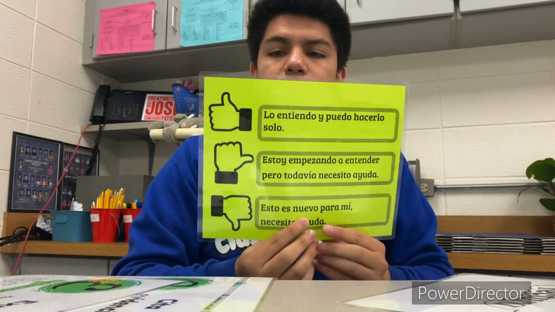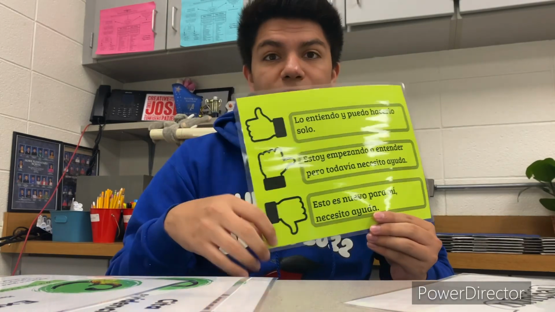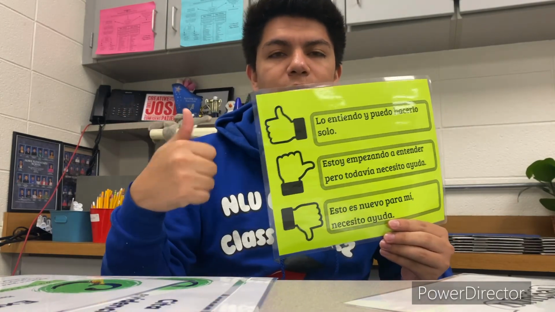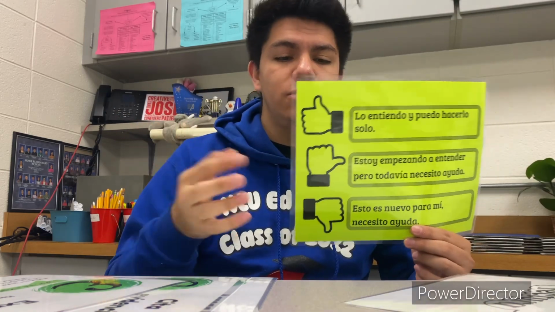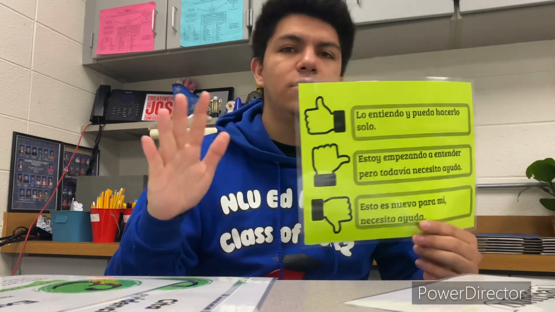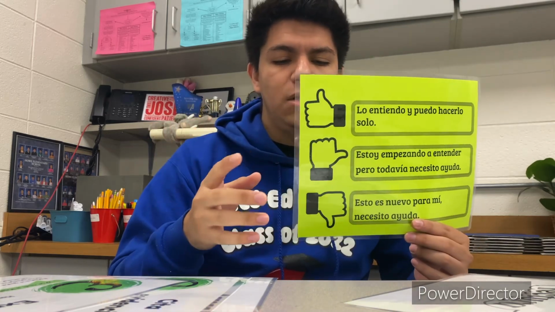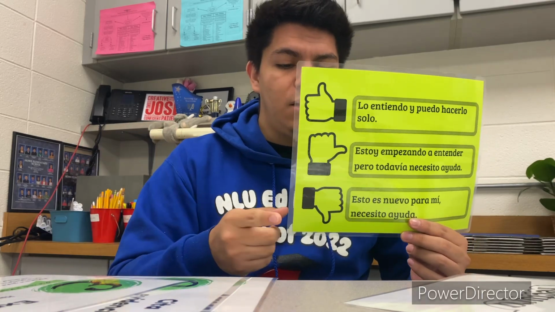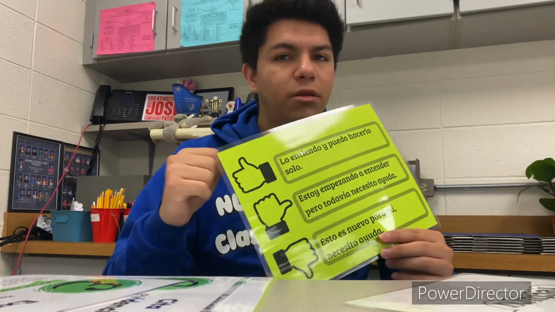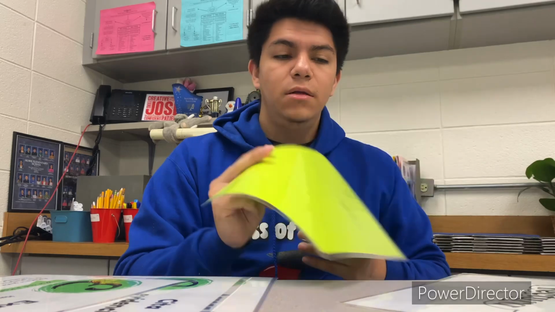And then what else do I have? I have this little thing, which is basically a self-reflection, where they give me thumbs up if they are understanding the concept, they got it, they can do it by themselves. Middle, if they're still iffy, they just need more practice. They're beginning to understand it, but just need some more help. Thumbs down if they're lost, they don't understand it.